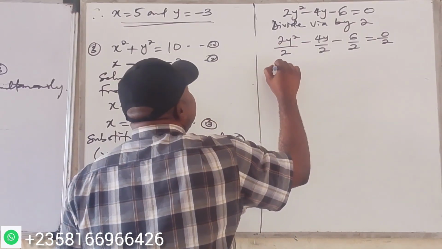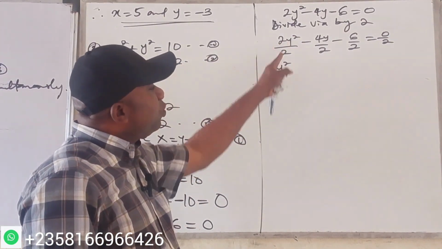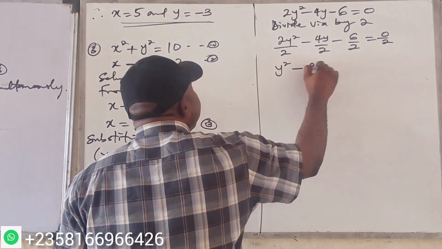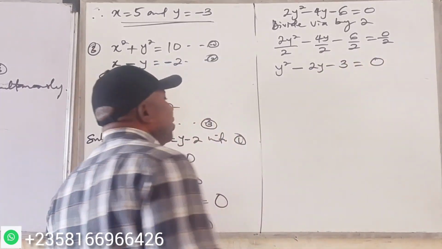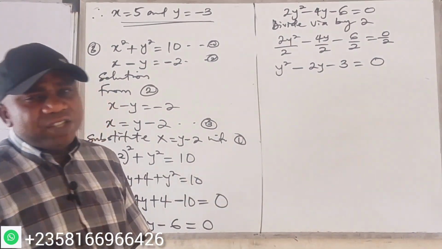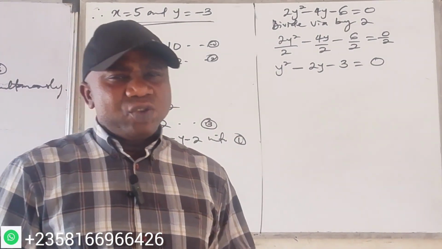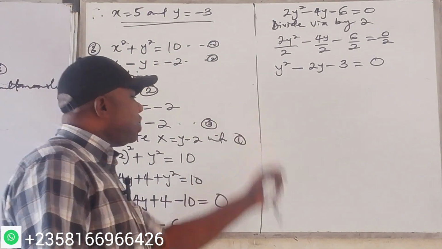So this divided by this is y squared, because this 2 will cancel this 2. You'll be left with y squared. Then here we have minus 4 divided by 2 is minus 2, so minus 2y, minus 3 is equal to 0. So now as you can see, this is a quadratic equation. I want us to use the factorization method to solve this quadratic equation.